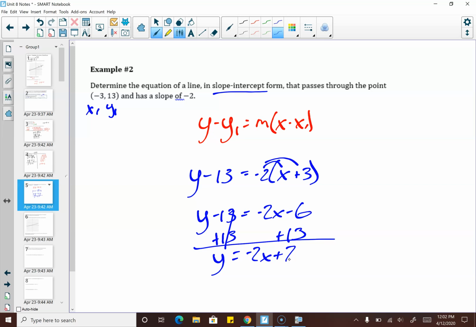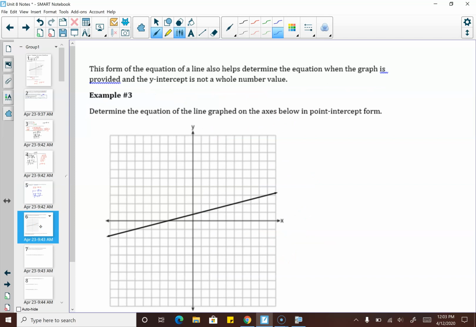So again, these work really well because our y-intercepts have been rather simple to work with. But if we look here, this is where using y equals mx plus b becomes a little bit of a problem. It says determine the equation of the line graphed on the axes below in point intercept. Okay, and actually that should say slope intercept. So you can see our y-intercept there is not an integer. So it's not an integer, which makes it a little bit hard to pick off the graph, and we don't just want to guess. I mean, it could be 2/3, it could be 3/4, it could be 4/5, like it could be some crazy number that we don't know.